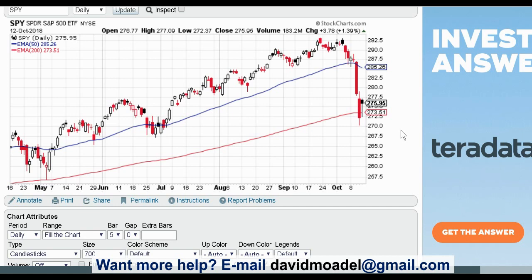All right, so I just went to stockcharts.com and I entered SPY, the daily candlestick chart for this fund, an ETF that tracks the S&P 500. And first I put in the 50 and the 200 EMAs. This is the 50, the faster moving one, and this is the slower moving one, the 200-day exponential moving average.